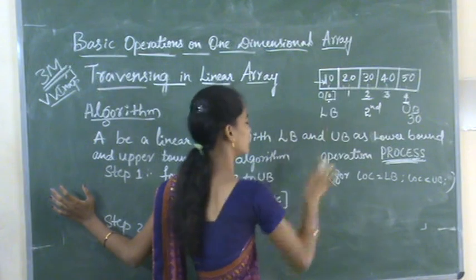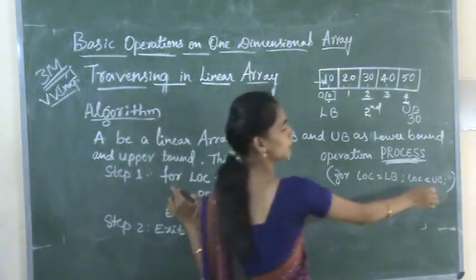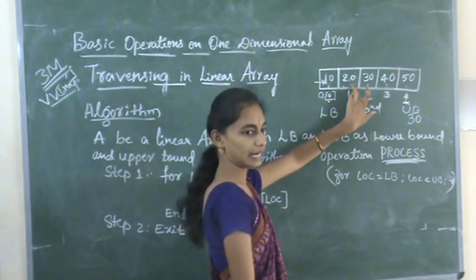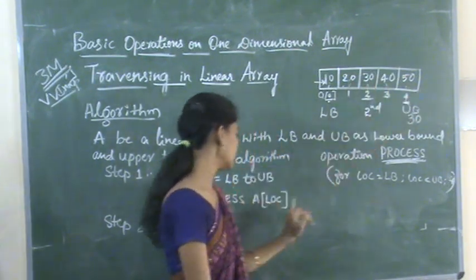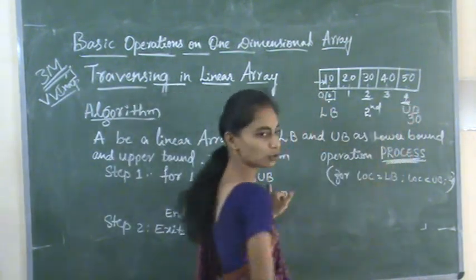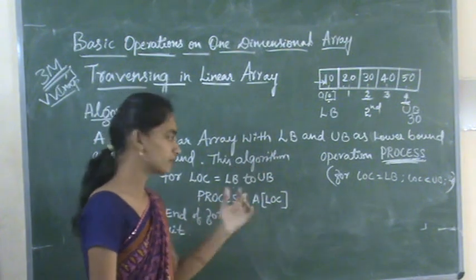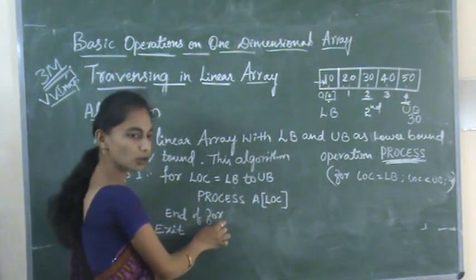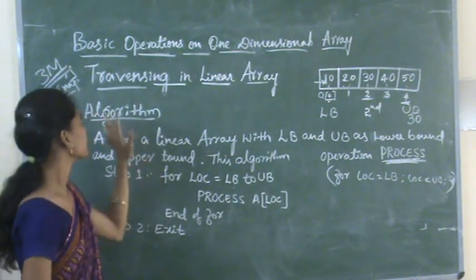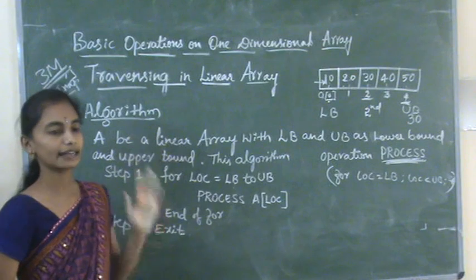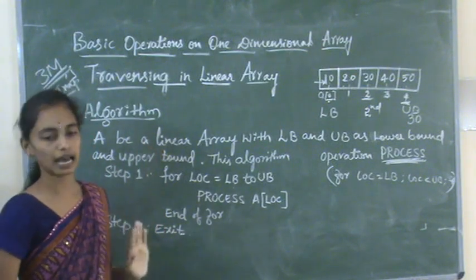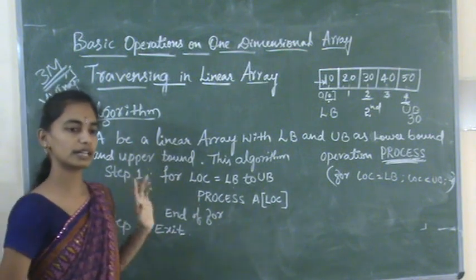After this we know that the for loop will be incremented, plus plus, so next it will go to the next index, and like this until UB. Which is UB? This 4 is the UB. Until that it will traverse. After that it will end the for loop and then exit from this algorithm. So this is the traversing in a linear array. This is the algorithm for traversing in a linear array. So listen carefully, I will tell it once again.